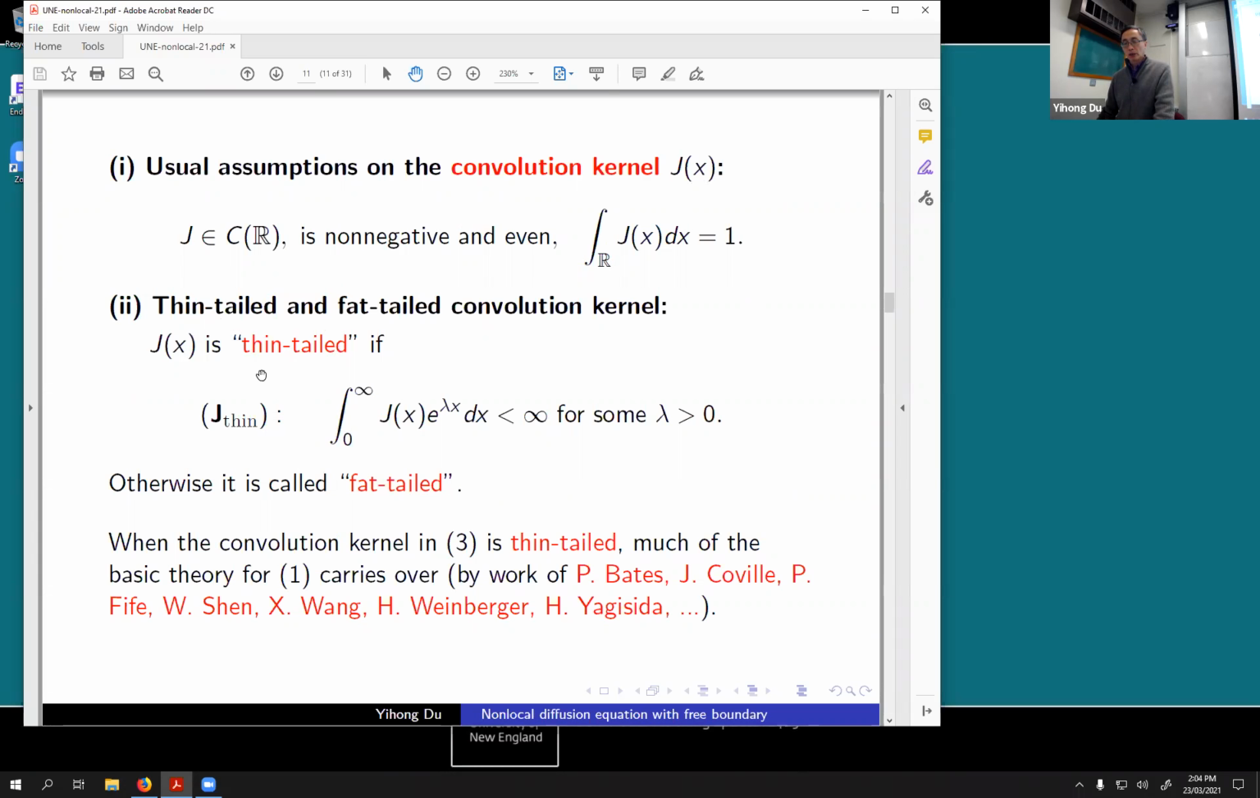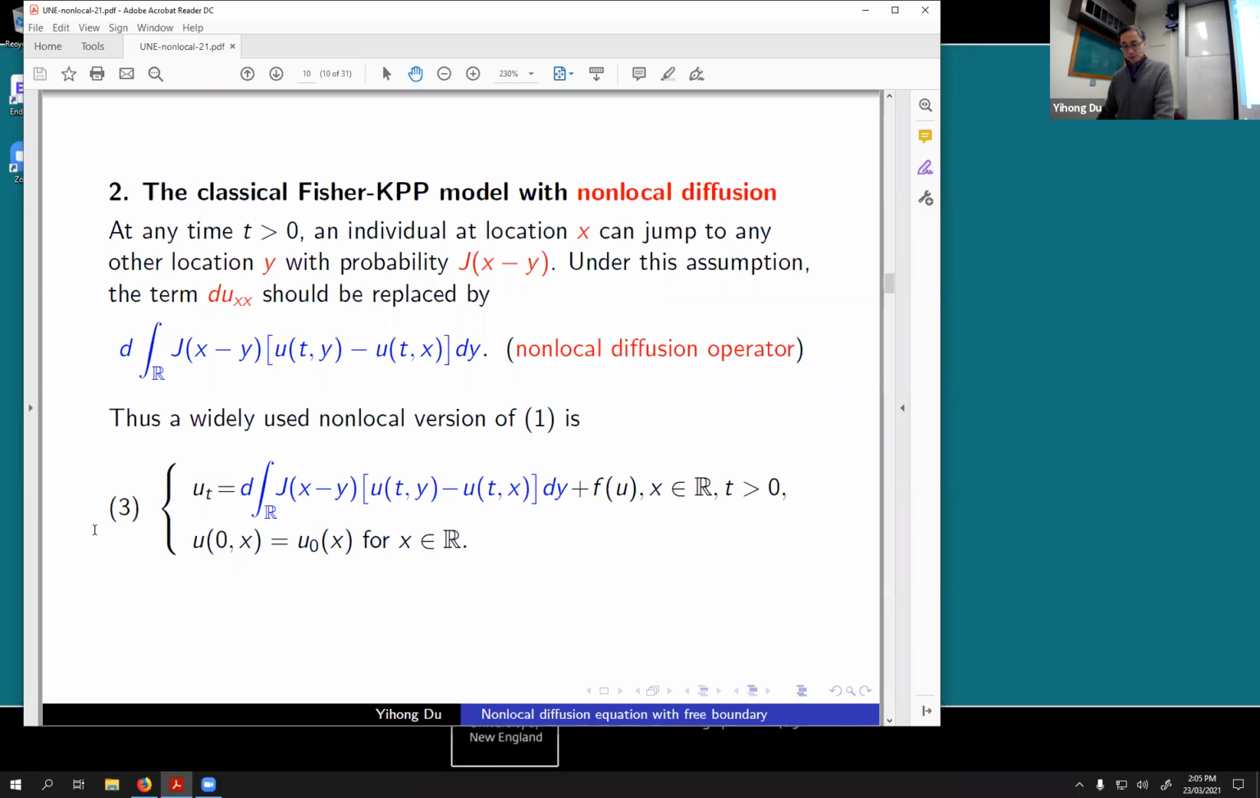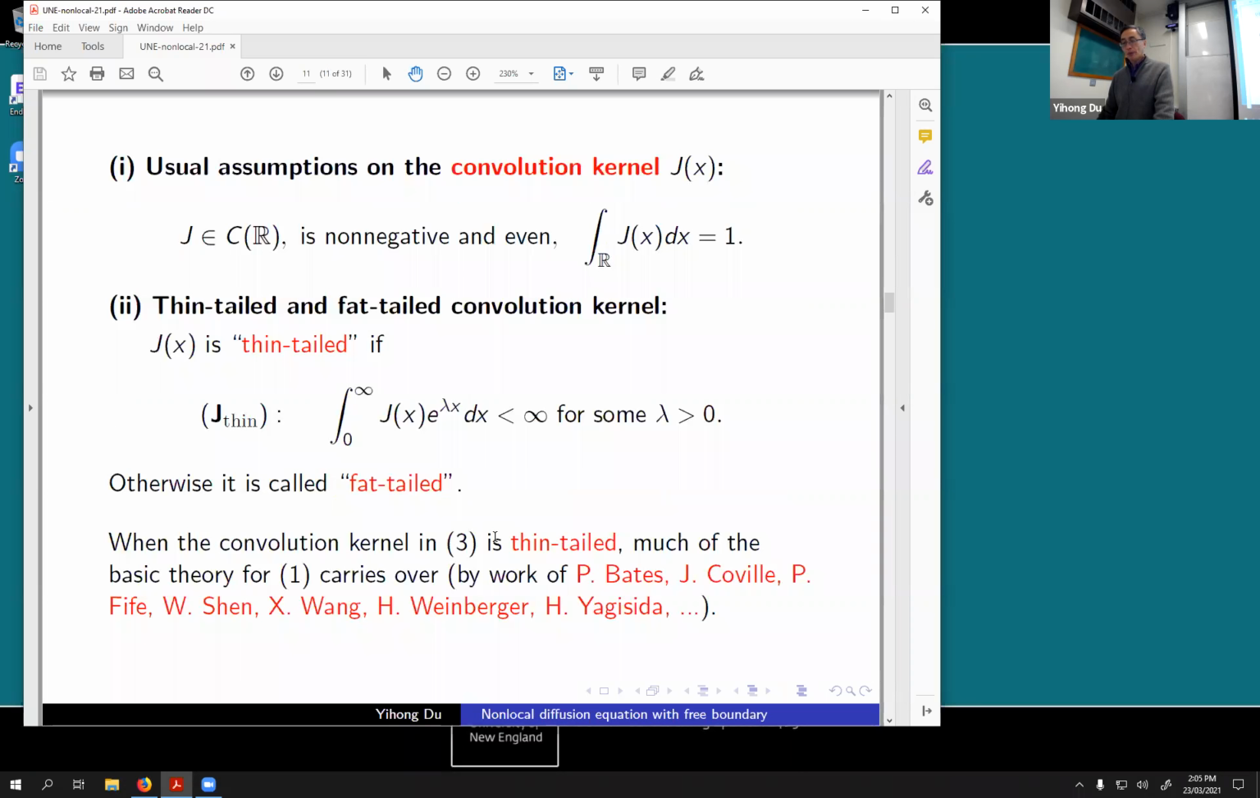One important condition is the so-called thin-tailed kernel. If this integral is finite for some lambda, then we say J is a thin-tailed kernel. Otherwise, we say it's fat-tailed. So what's the difference between thin-tailed and fat-tailed? For a thin-tailed kernel, for this new problem 3, the non-local version of the traditional Fisher KPP equation, its behavior is similar to the local diffusion one.